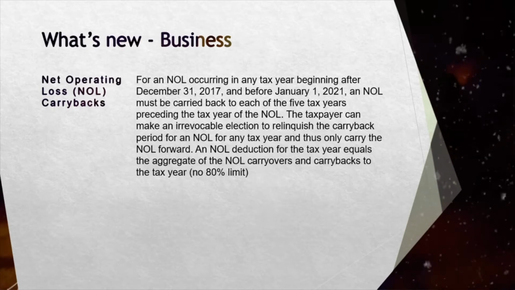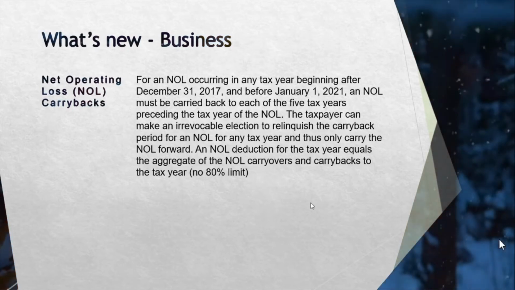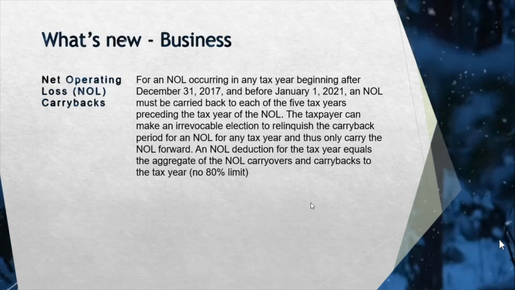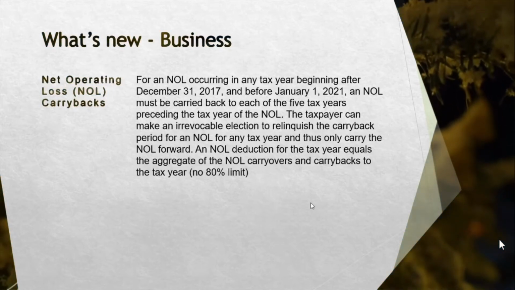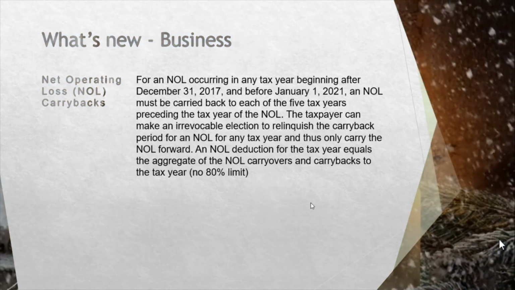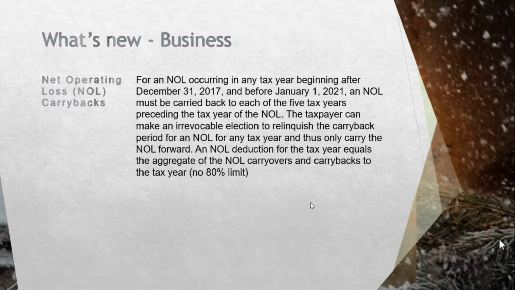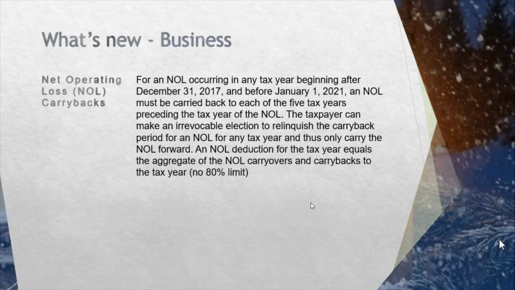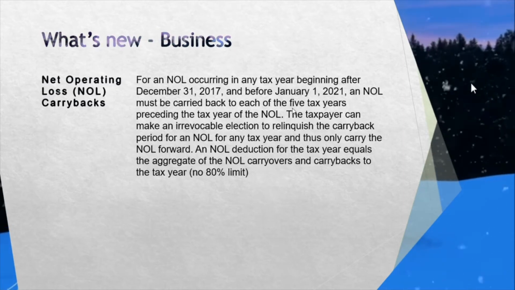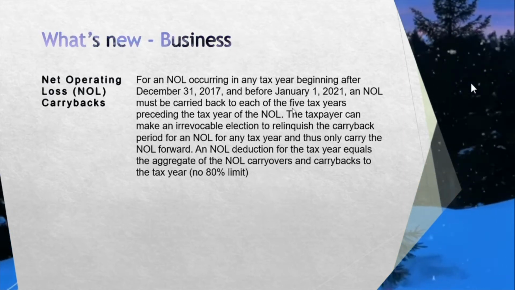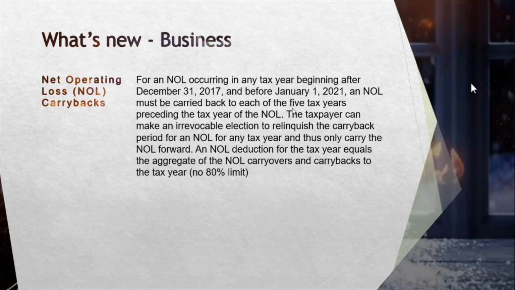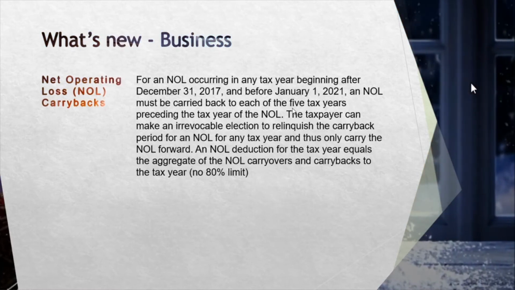You see, so before 2017 you can carry back 2 years, and then you can carry forward up to 20 years. After 2018 you can only carry forward, and no carryback, with the exception of the farming industry and the insurance companies. But for this period you can carry back 5 years, okay, beginning 2018, 19 and 20, right? So you can carry back your losses from 2018 to 2013.